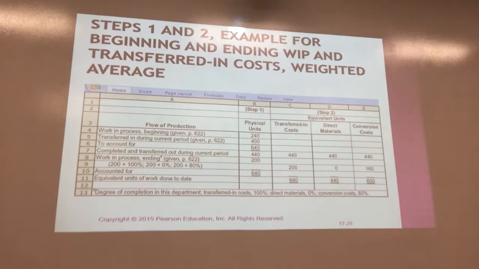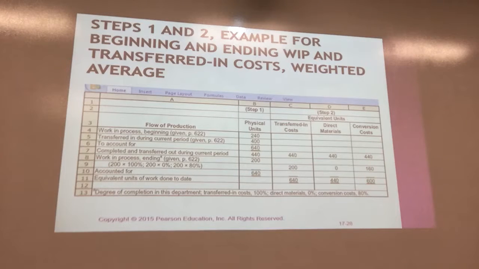So same process as before. That's the first thing you've got to do, is determine how much you have to account for and how those units are broken out. Okay? Now it tells us that of the 200, all the transferred in costs, all the direct materials, and all the conversion costs are accounted for the items completed and transferred out.